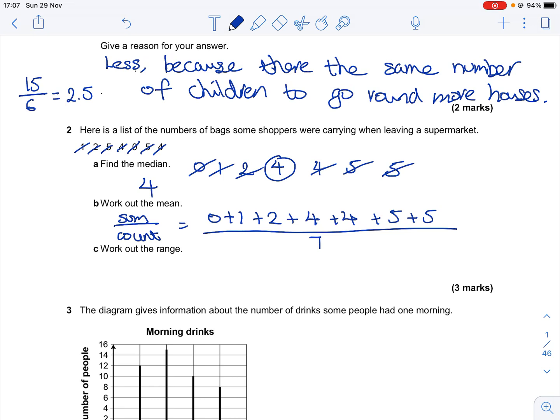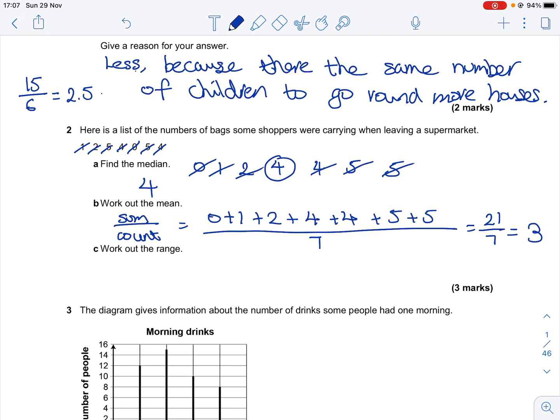So we add them up. So it's 0 plus 1 is 1. 1 plus 2 is 3. 4 plus 4 is 8. 8 plus 3 is 11. 11 plus 5 is 16. Then plus another 5 is 21. So we have 21 divided by 7, which is 3. So the mean is going to be 3.